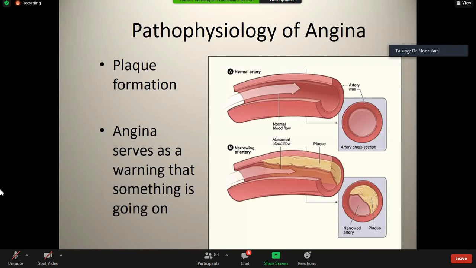The pathophysiology of angina is plaque formation. Angina serves as a warning that something is going on. This is the normal artery, the normal diameter of the artery, and this is the arterial wall. When there is a narrowing of the artery by an atherosclerotic plaque, this can lead to a decrease of oxygenated blood to the myocardium, leading to ischemia and causing angina.